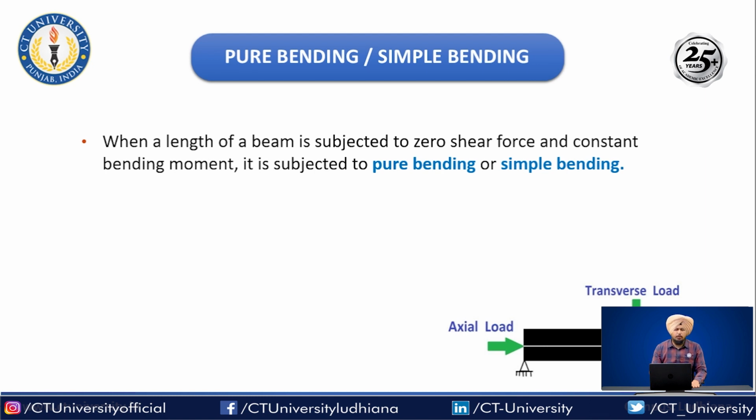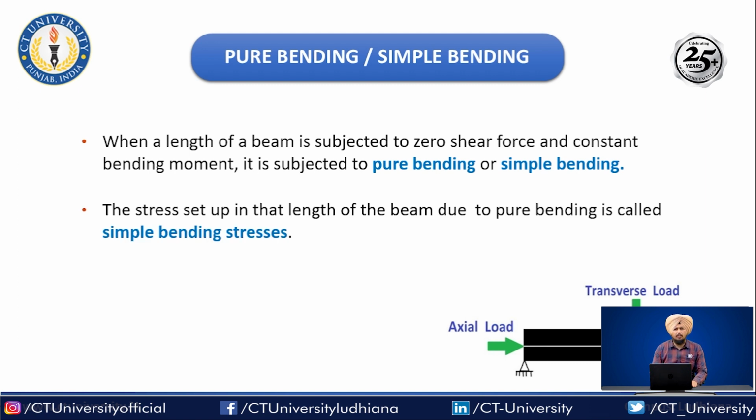The theory of pure bending, or the theory of simple bending, says that when the beam is subjected to transverse load, we are assuming that there is zero shear stress. So there is no shear stress in the material. With the help of that we are defining and calculating the different parameters on which the bending stress will depend. That is known as pure bending or simple bending. That means there is only the bending effect, there is no shear effect in the beam. The stresses that are set up in the material due to this pure bending are known as simple bending stress.